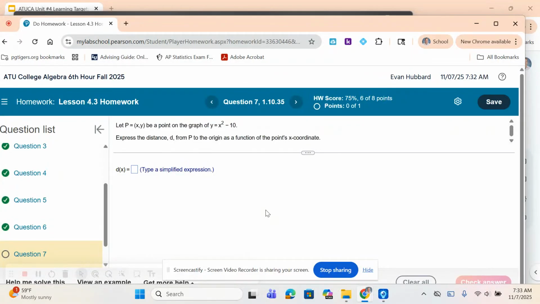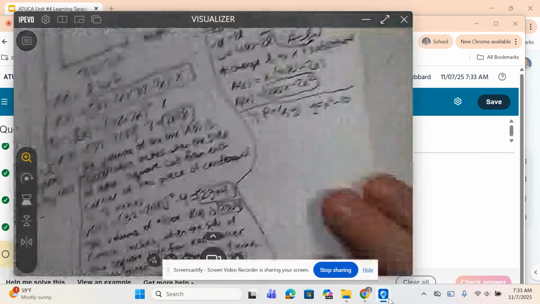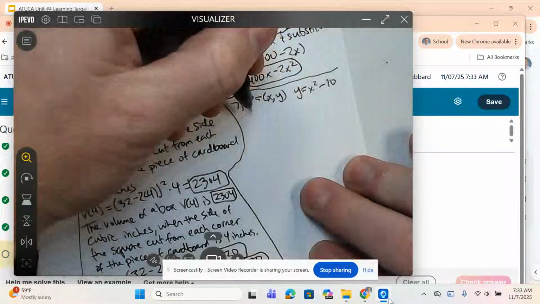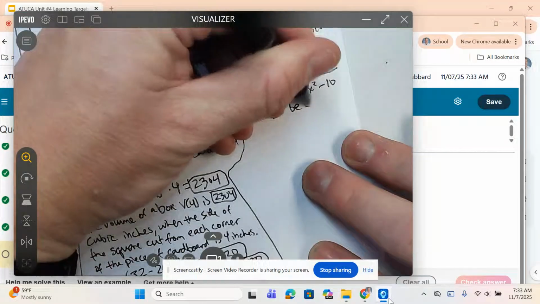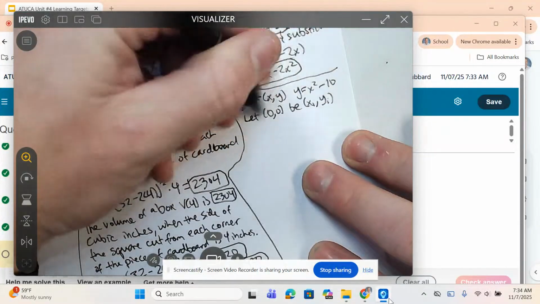Seven, let P (x, y) be a point on y equals x squared minus 10. Express the distance D from P to the origin as a function of its x-coordinate. All right, so the first thing I want to do is use the distance formula. I'm going to let (0, 0) be (x1, y1).